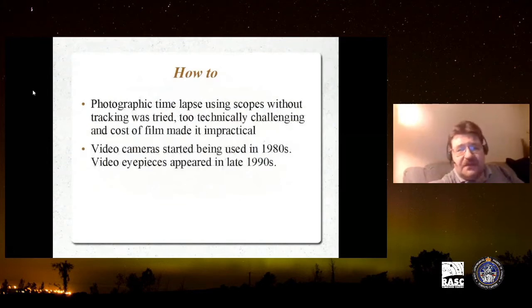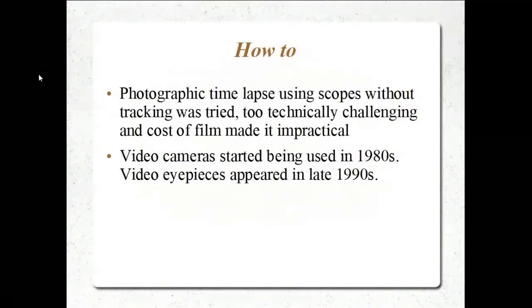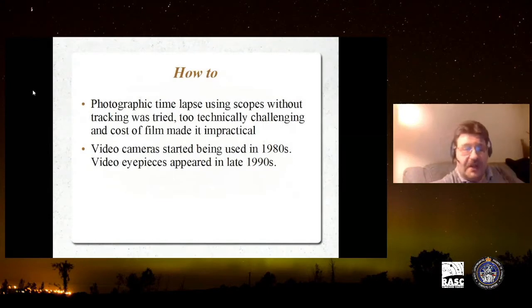So we've tried using photographic time-lapse in telescopes without tracking. And it has worked in a few cases, but usually it was too technically challenging to set up, and the cost of film in the time period made it impractical. So what happened was we started using video cameras in the 1980s, mounted on their own tripod, pointed at the eyepiece. And then as the video cameras got smaller and smaller, by the 1990s, we were attaching them to the eyepiece, and by the early 2000s, we were using them instead of an eyepiece as webcams got fairly small.